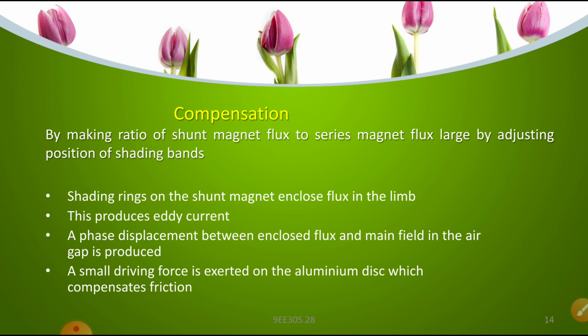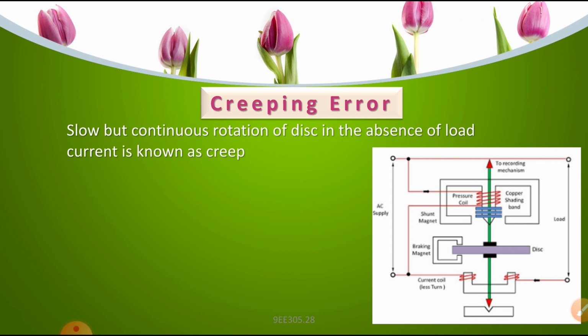So what will happen? This shading ring flux also helps to either oppose or support the main flux. That is based on the direction of the flux produced. Okay, so that is the friction compensation.